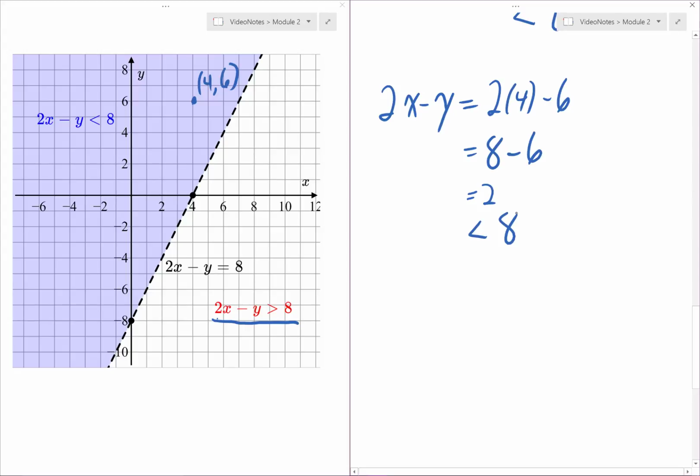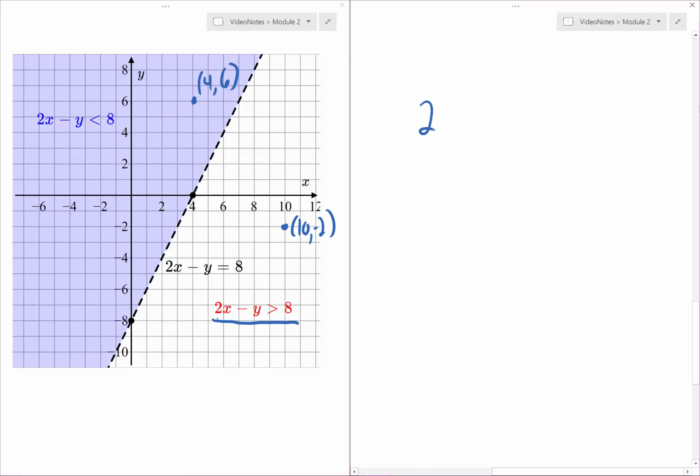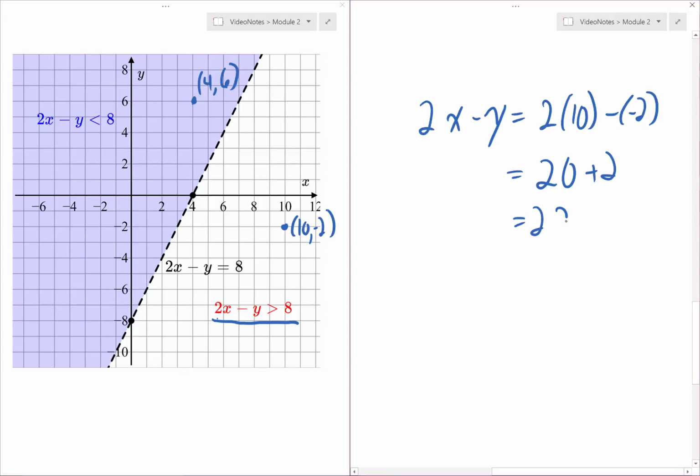Now on the other hand, we can pick the point (10, negative 2), and at (10, negative 2), we see that 2x minus y is equal to 2 times 10 minus a negative 2, which is equal to 20 plus 2, which is equal to 22, which is greater than 8. Which tells us at this point 2x minus y is not less than 8.